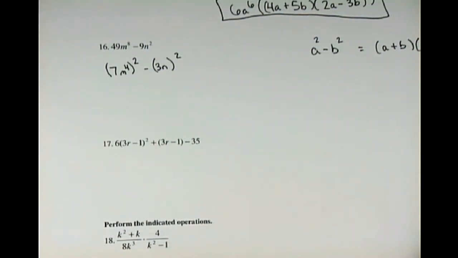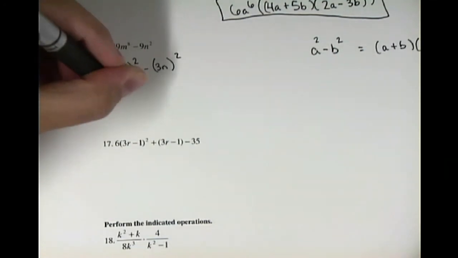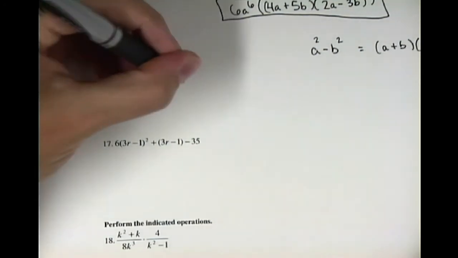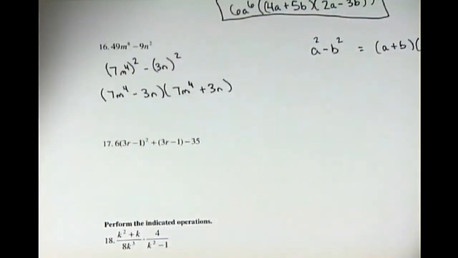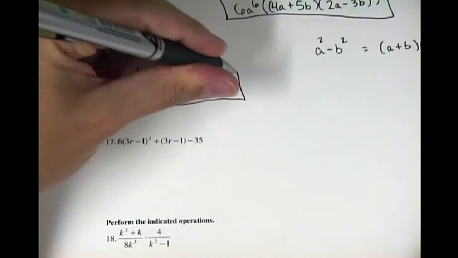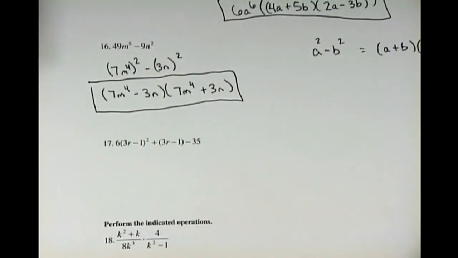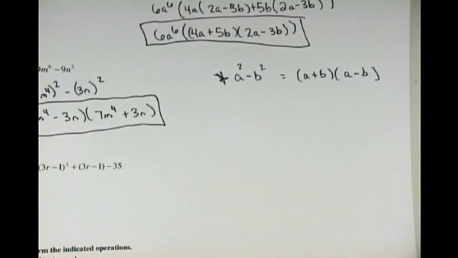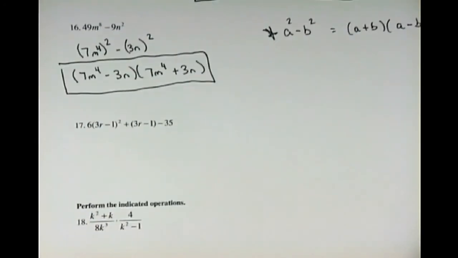And so now this is in difference of squares format. It can be rewritten as 7m to the 4th minus 3n times 7m to the 4th plus 3n. And if you FOIL all this together, those middle terms will cancel, and you'll get what you originally had. So that's difference of squares. Again, it's a handy little formula. But if you understand factoring well enough, then it becomes clear the more you work with it, and you don't really need your formula.